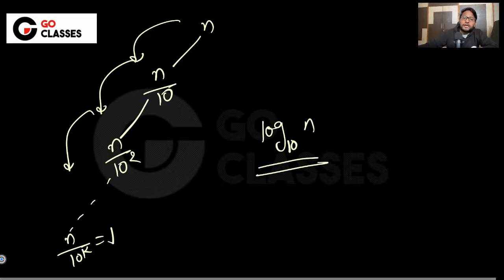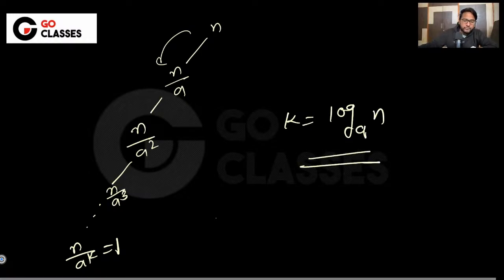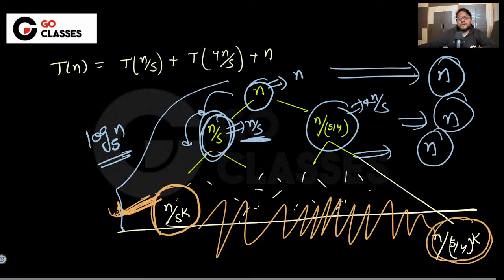And if you divide n by a, n upon a cube, then after how many steps will you be hitting 1, which means n upon a to the power k is 1? What is the value of k? If you are dividing by a every time, then it is log base a. So if you are dividing by 5 every time, then this will be log base 5 n. So till now log base 5 n levels are there.